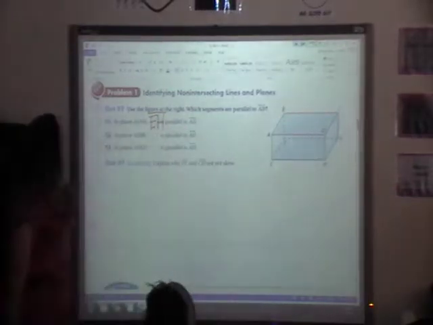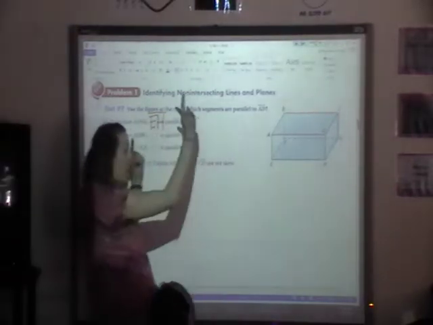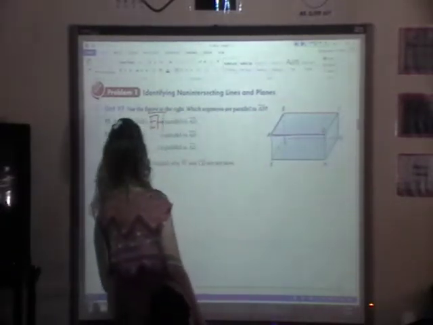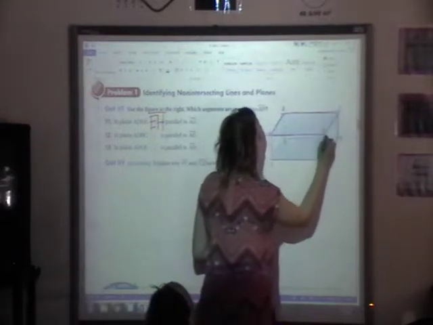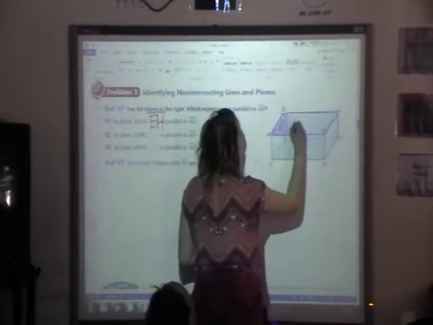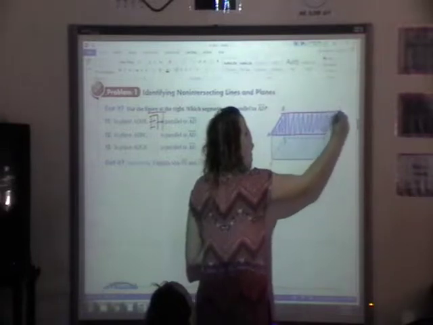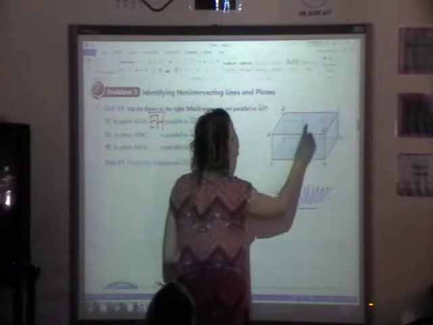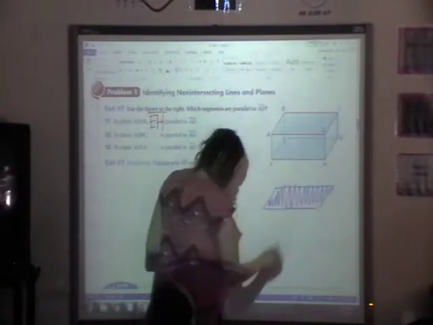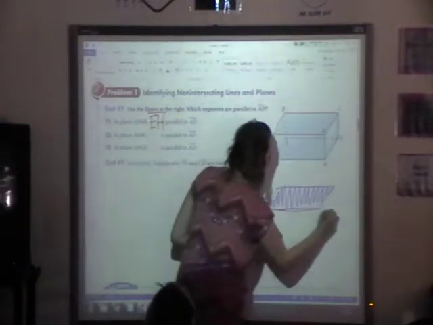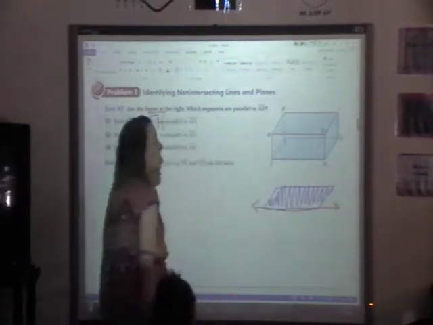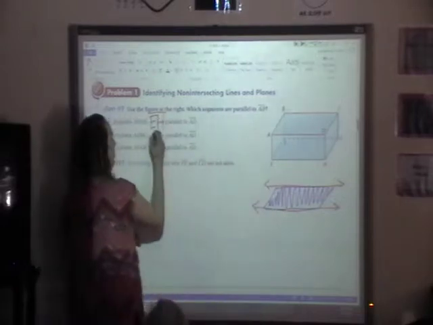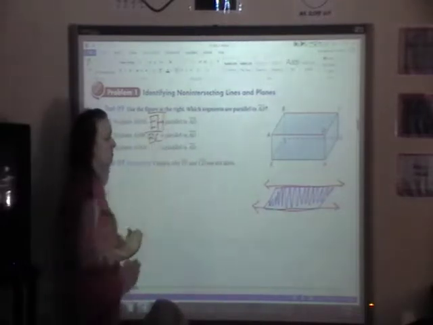Okay, now we have the plane. In the plane ADBC. So now I'm changing it. ADBC. So we're talking about this top plane, the top of my Kleenex box. And it still wants to know who is parallel to AD. So AD is at the bottom. We need to find someone who's parallel to the top, which is BC.